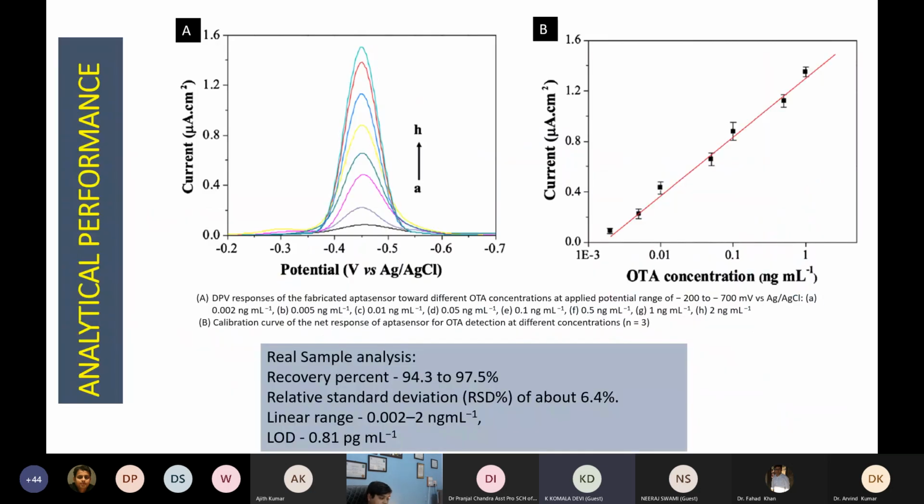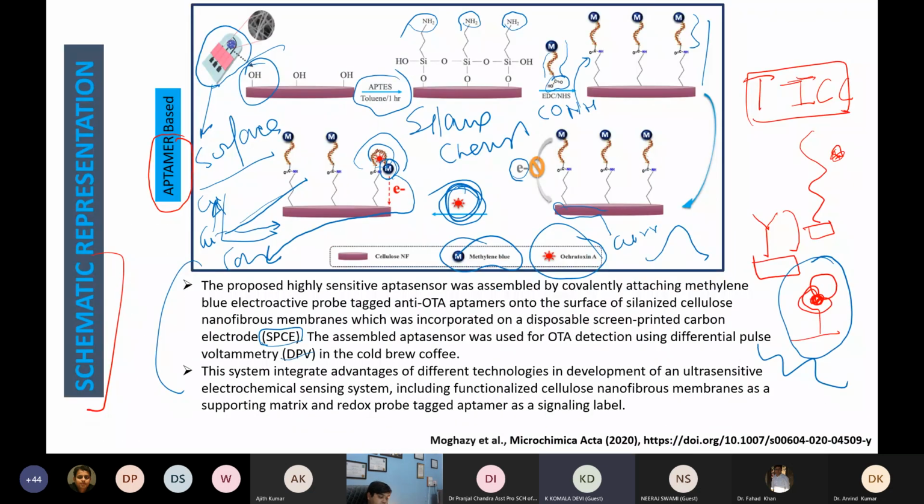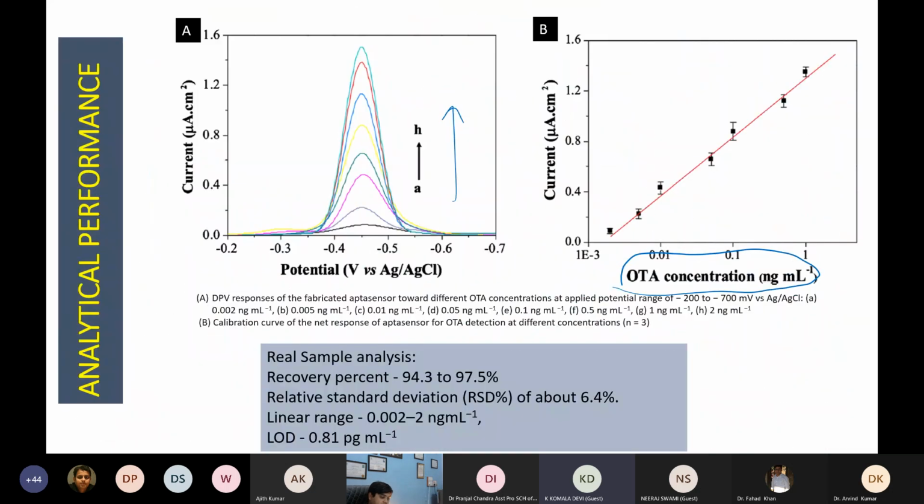So after this process, what is happening? This is the calibration system. You keep on increasing the concentration here, and the current keeps on increasing. Why is it keep on increasing? Because of this reaction. So there was no current, but when you have included the ochratoxin here, the methylene blue is coming into the vicinity of the electrode and it is oxidized, and then you increase the concentration from A to H, from here to here.